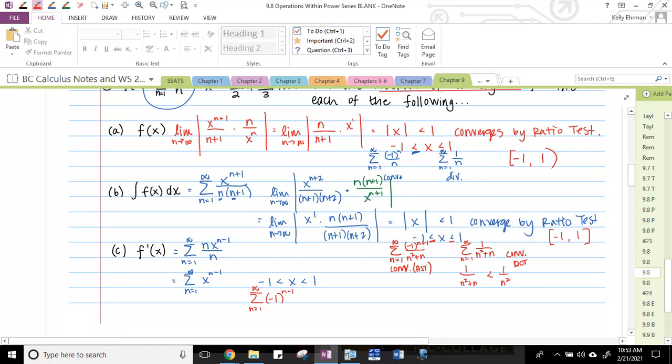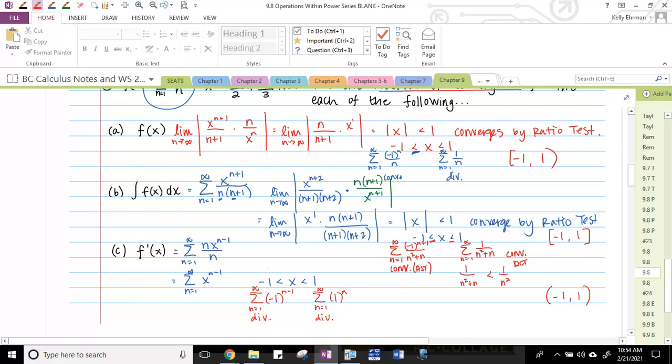(-1) to the n minus 1 does not pass the nth term test because its terms are not approaching 0. They're bouncing back and forth between 1 and -1. And it is the same thing if you plug 1 in. So those bounce back and forth between 1 and -1, so both diverge by the nth term test. So this interval of convergence doesn't include either endpoint.